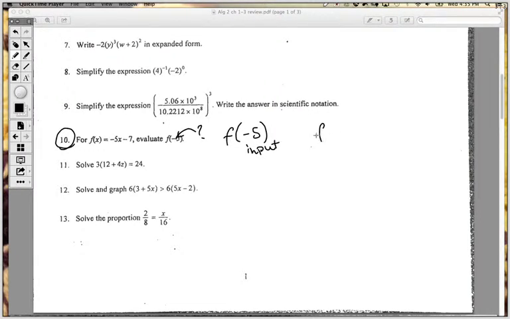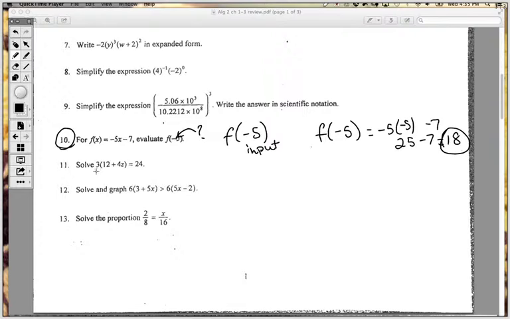So I see that f of x equals negative 5x minus 7, so f of negative 5 is going to be negative 5 times, instead of x, we're going to put in a negative 5 right there. And we got minus 7. So this would be negative 5 times negative 5, which is 25, minus 7 equals 18. There we go. Cool. All right, next.